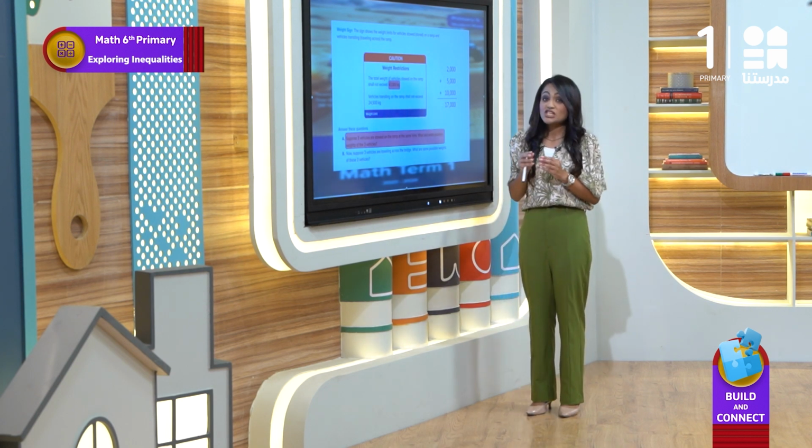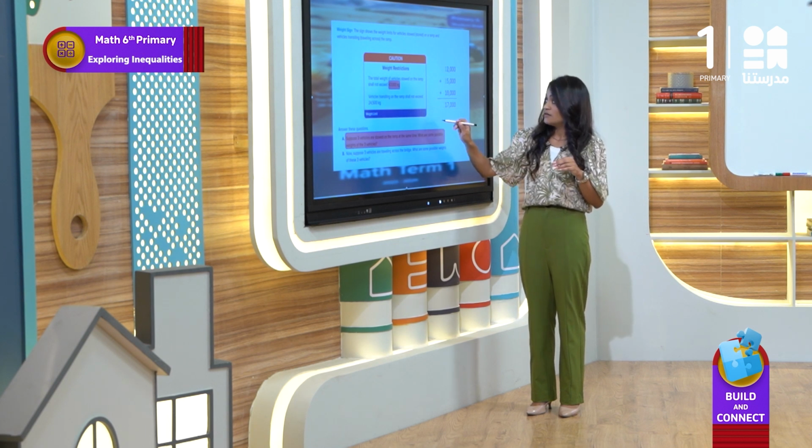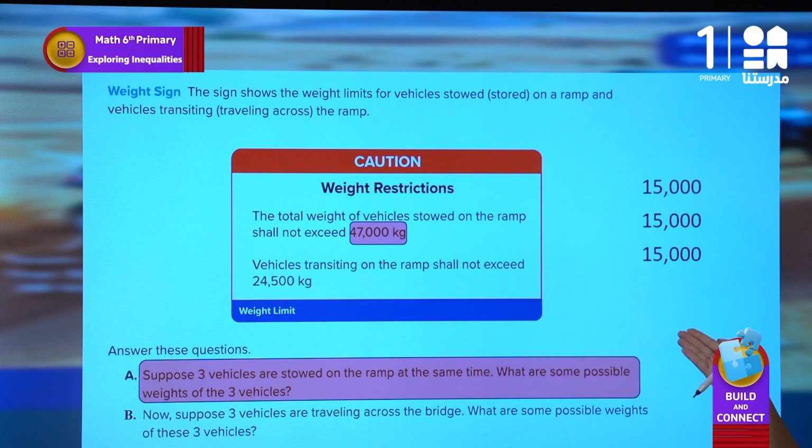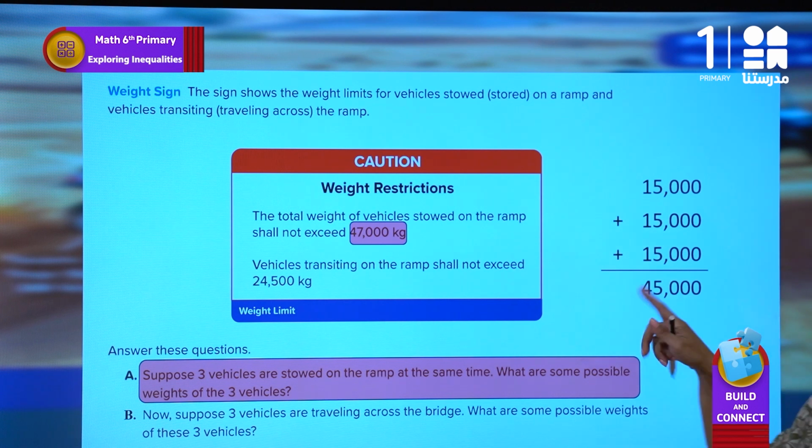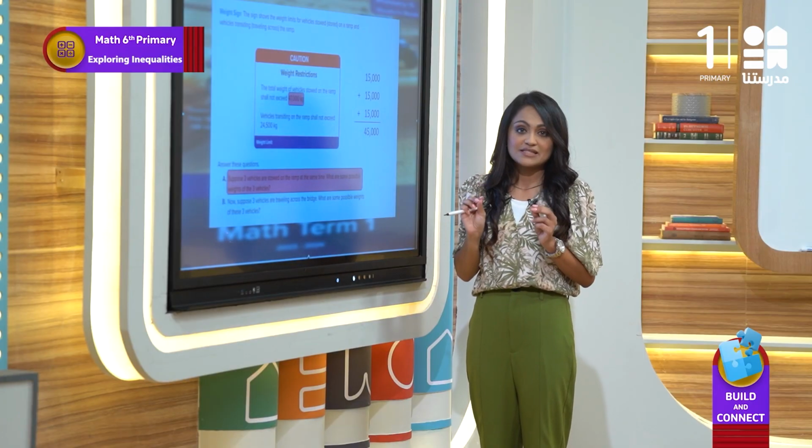Whoever wrote that each of the 3 vehicles weighed 15,000 kilograms is also correct. Why? Because it gives us 45,000, right? Which is also less than 47,000, which is the limit.